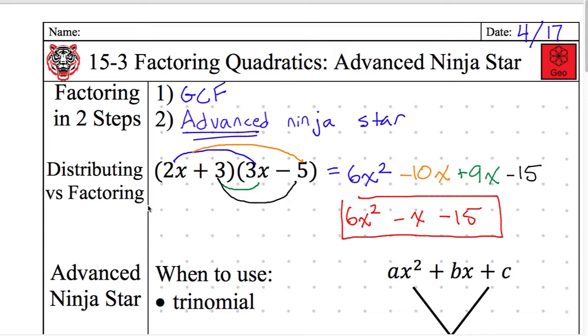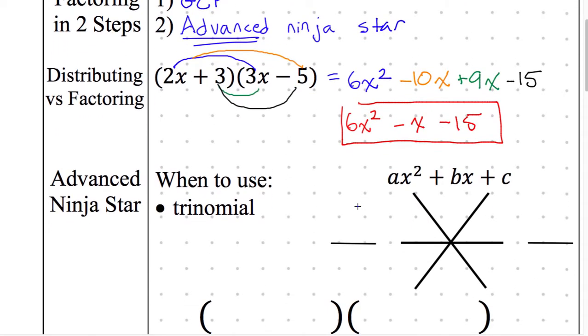All right, so now we have to go backwards. I'm going to now start at 6x squared minus x minus 15. That is my new problem. How do I go backwards? Obviously, I know my answer. My answer should be 2x plus 3, 3x minus 5. But how do we go backwards? The trouble is, yesterday we only learned how to do it when this coefficient right here is a 1. Now we're going to have to do coefficients that are bigger than 1. All right, so this is where we start learning our Advanced Ninja Star.